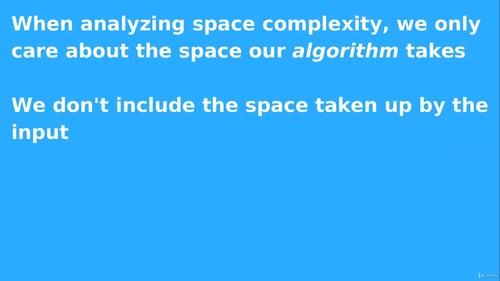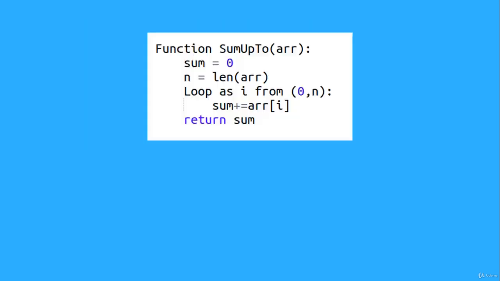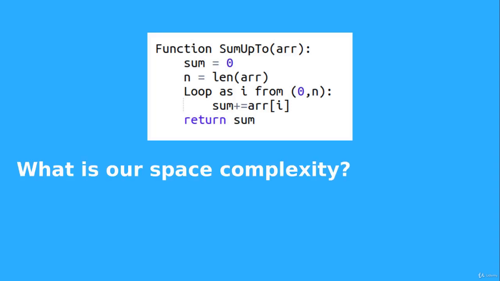Now remember, and this is something you probably already expect, when you're analyzing space complexity, you only care about the space the algorithm takes. You do not care about the space taken by the input, only the space taken by our algorithm. To start things off, let's start with an example. So here we got a simple function called SumUp2, takes in an array, and we're expected to return the sum of the elements in that array. Now, what do you think is the space complexity for this function?